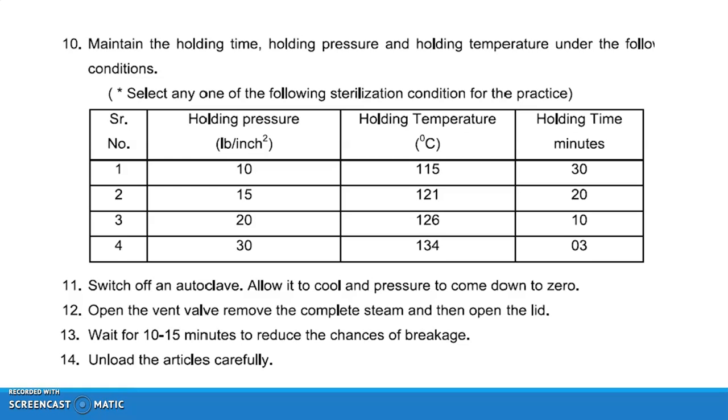Either you can consider 10 lb per inch square pressure, 150 degrees Celsius temperature and holding time of 30 minutes. But generally we select the second one, that is 15 lb per inch square pressure, 121 degrees Celsius temperature and 20 minutes time. Switch off the autoclave, allow it to cool and the pressure to come down to 0.